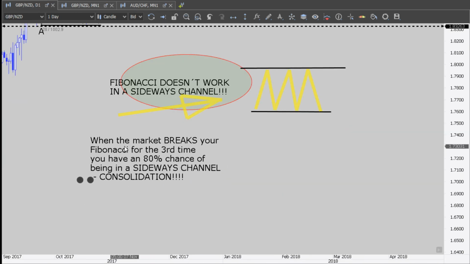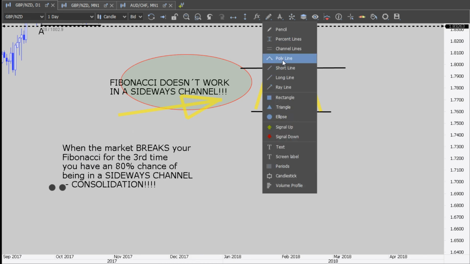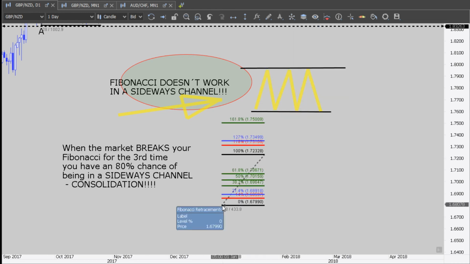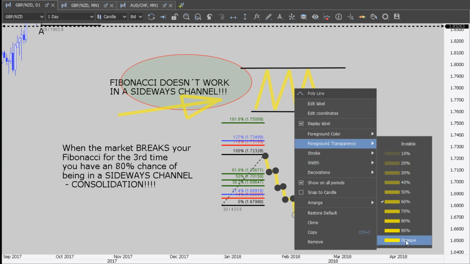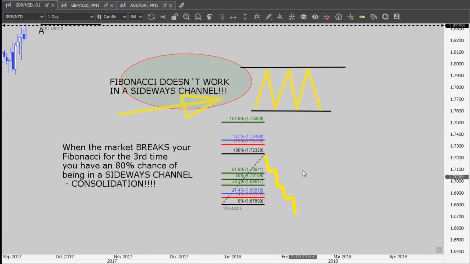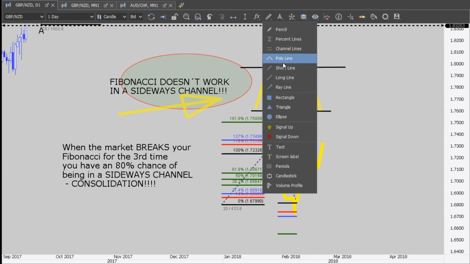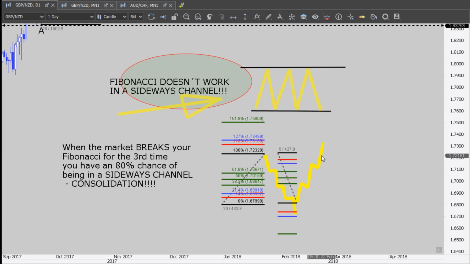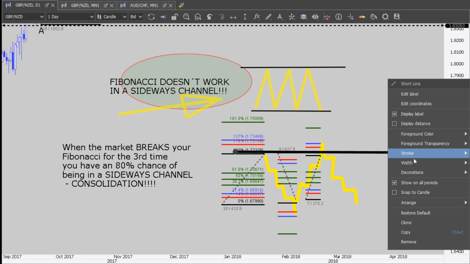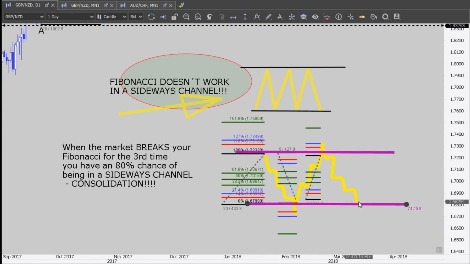Now we're going to talk about this rule, and then we're going to ask Victor. Okay. So when the market breaks your Fibonacci, you're in a Fibonacci and the market goes down and breaks it, and you would draw another Fibonacci, and the market would push up, and then you would spread again your Fibonacci. And believe me, when the market is going to break your Fibonacci for the third time, you have an 80% chance of being in a sideways channel. And this is where 90% of the beginner traders give back the money to the market.